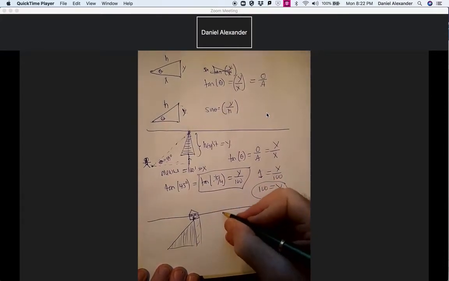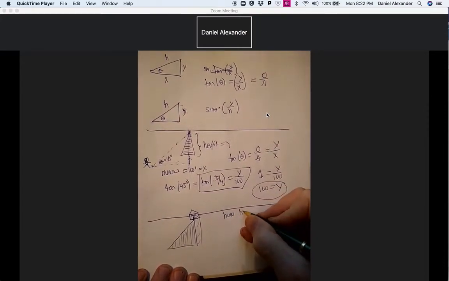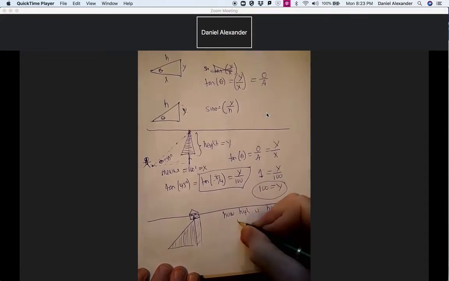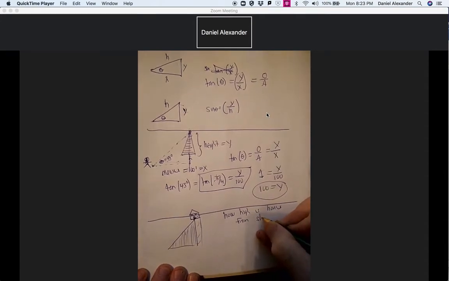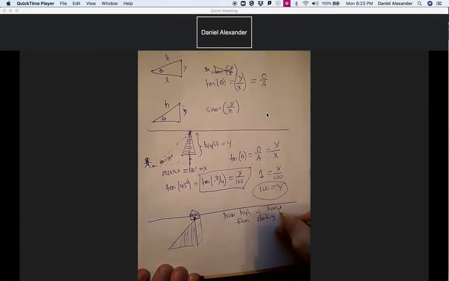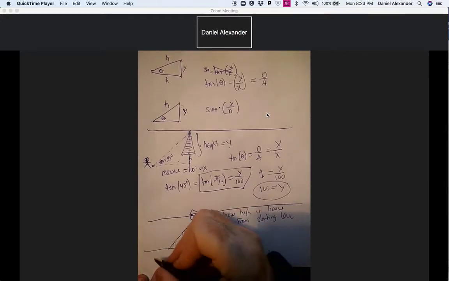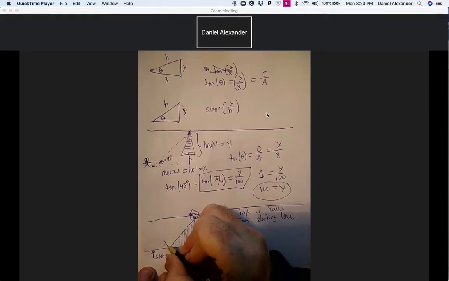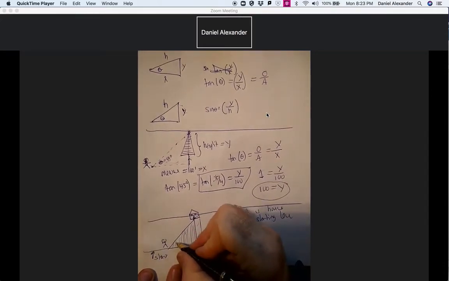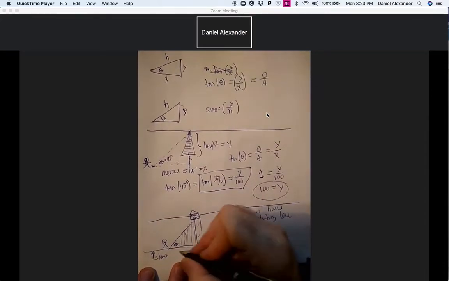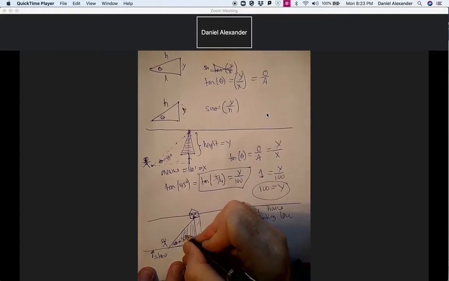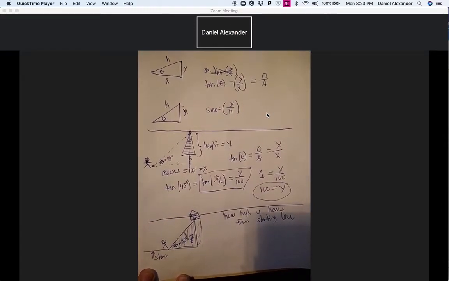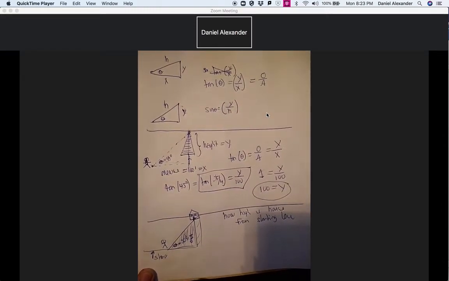I want to know how high the house is from the ground, from the starting level, let's say. So this is going to be the starting level, the starting height. You're going to be down here. You know that that angle is equal to 30 degrees, or pi over 6 radians. Again, we saw in the last class that 30 degrees and pi over 6 are the same.